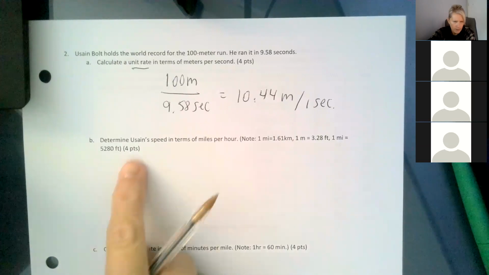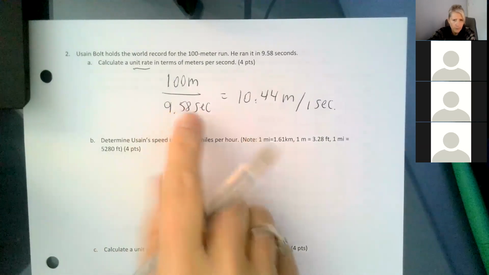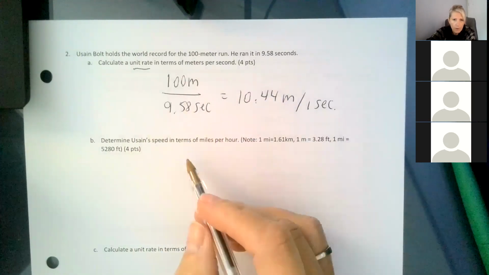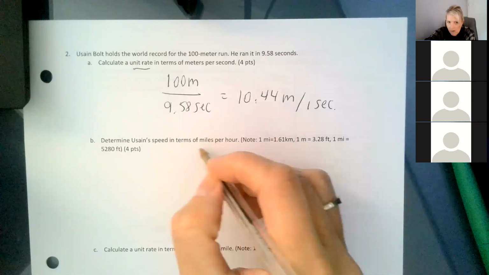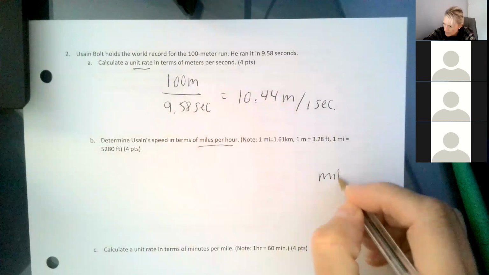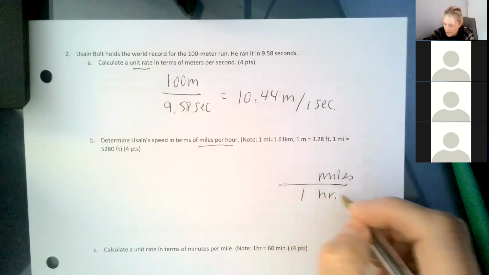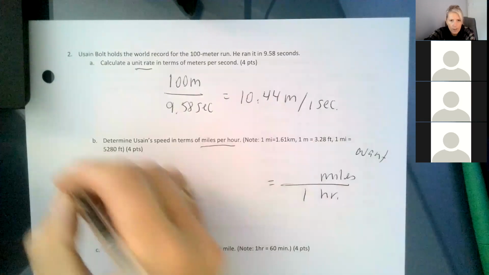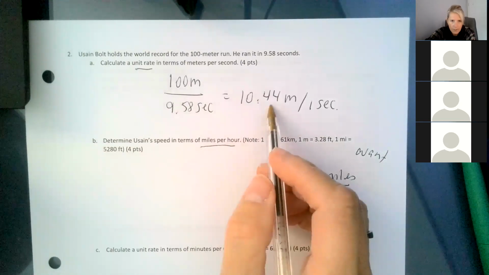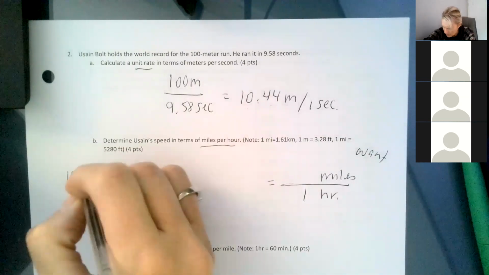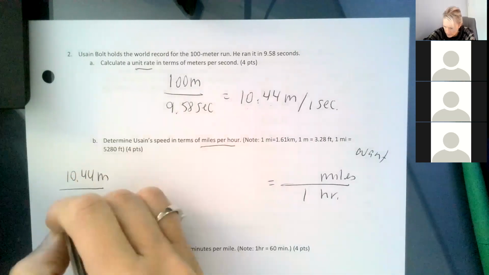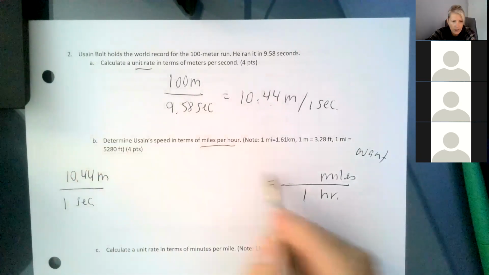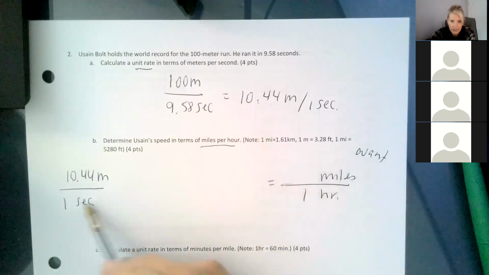Then letter B says, use his speed, Usain Bolt, and you can use either. You could use the original that they gave us, or you could use the unit rate. But we want to put that into miles per hour. So I want miles per 1 hour as a unit rate over here. That's my goal, right? This is what I want and what I'm starting with. So I'm going to start with the 10.44 meters per 1 second. And so I'm going to have to use some unit exchange to exchange my meters into miles and my seconds into hours.